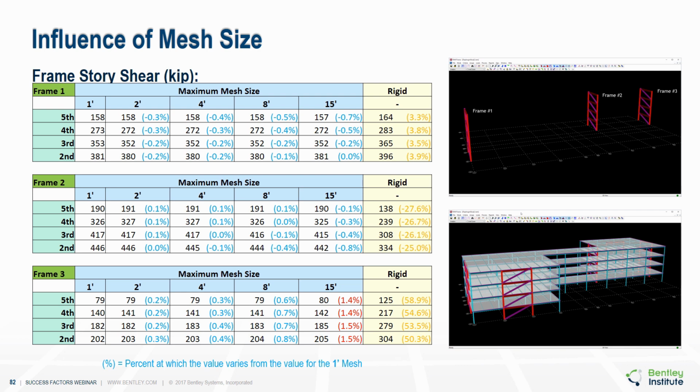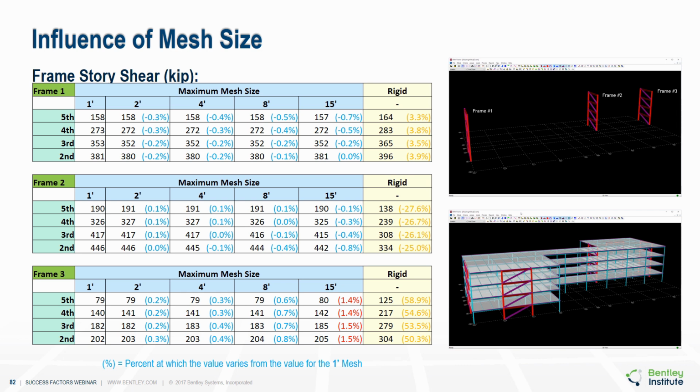And now we look at the results, and now we're starting to see that the difference between the results for the 1-foot mesh and the 15-foot mesh in frame number 3 was 1.5%, and not particularly significant, but just something to be aware of. And now it's interesting here, the rigid diaphragm analysis becomes much, much less accurate. But like I say, this building never did qualify for a rigid diaphragm, so this is showing you why. For this building, it would be inappropriate.